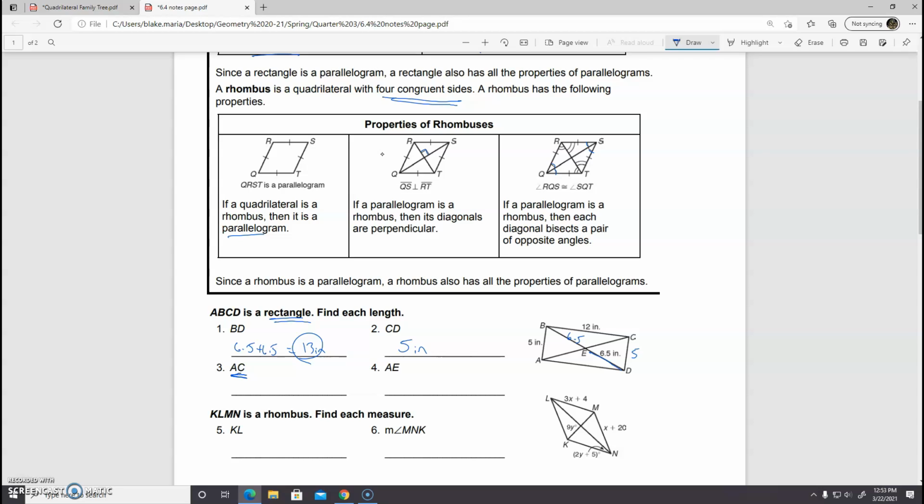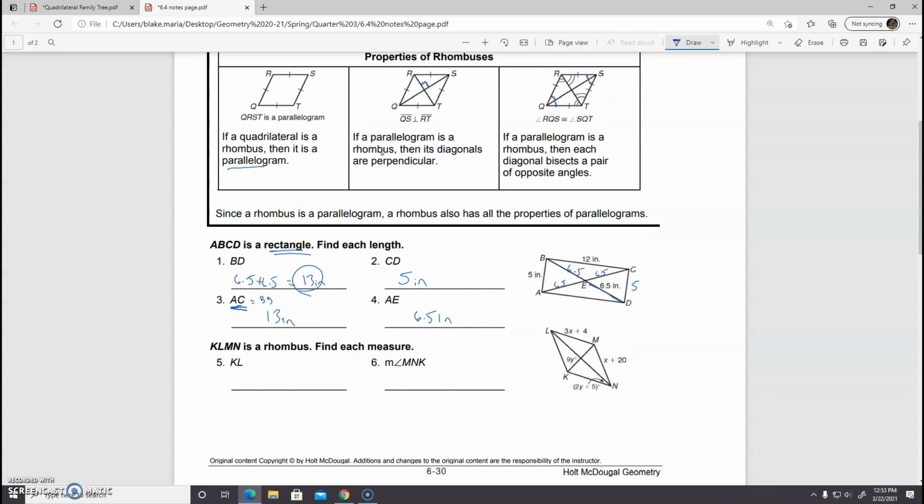AC, and this is where we use what we learned about a rectangle. Diagonals are congruent. We knew BD was 13, which means AC should be 13. You don't even have to do any math there. It should be equal to BD. Diagonals are congruent. And then AE is 6.5. So it's kind of nice in a rectangle, they all wind up being the same here. All right, not too bad.